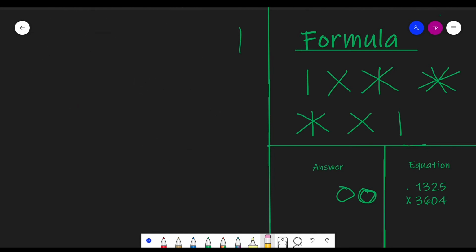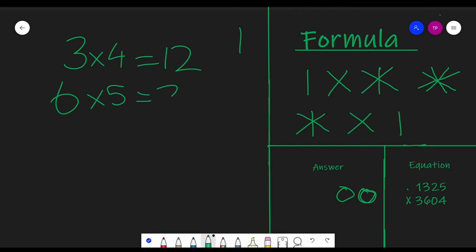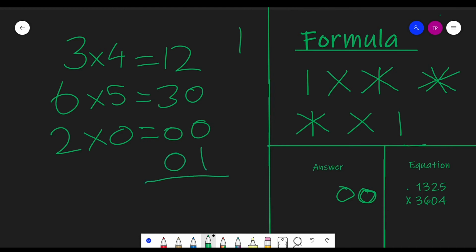So our next step is gonna be 3 times 4, which is gonna be 12, and 6 times 5, which is gonna be 30, and 2 times 0, which is gonna be 0, and also a 1 that we carry forward. So our answer will be 43. So we write down the 3 and carry forward the 4.